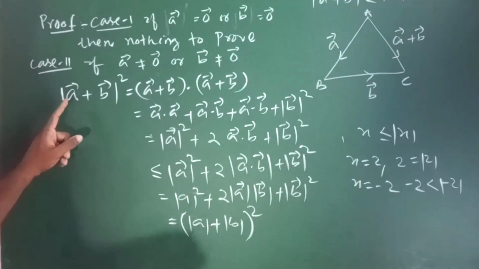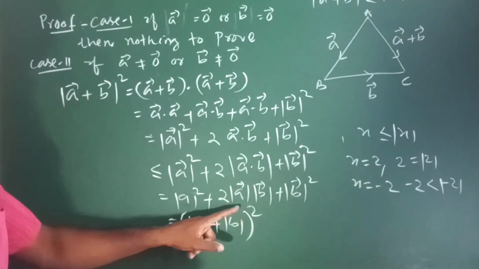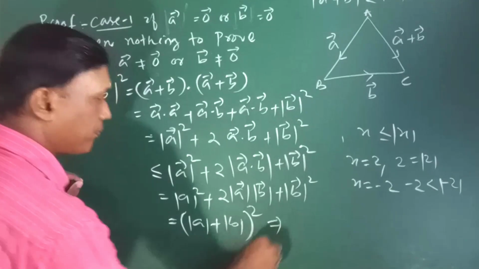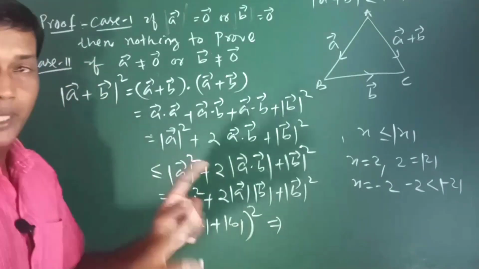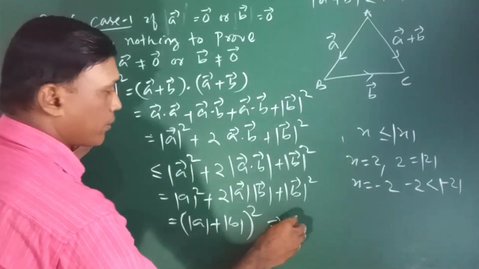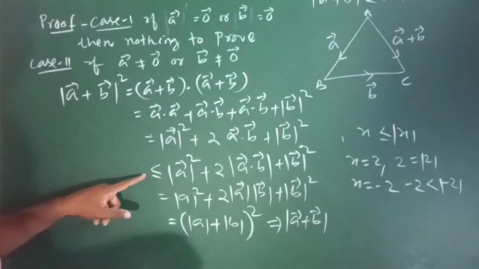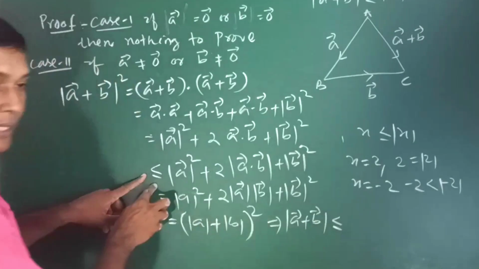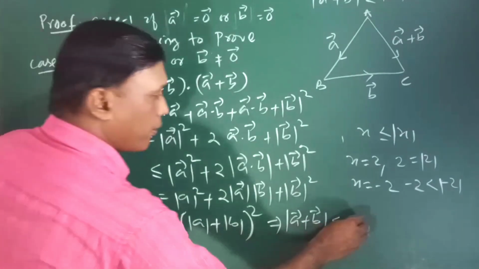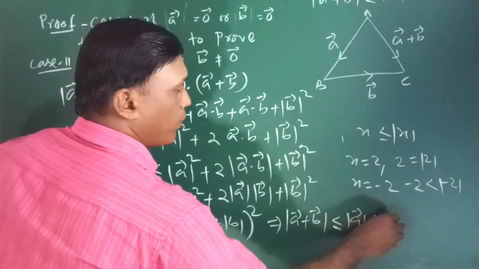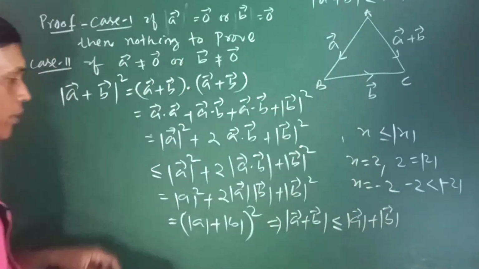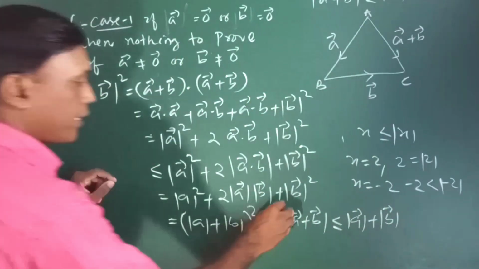Now here is a square, here is a square. Cancelling the square on both sides, the magnitude of a plus b is less than or equal to the magnitude of a plus the magnitude of b. Hence it is proved.